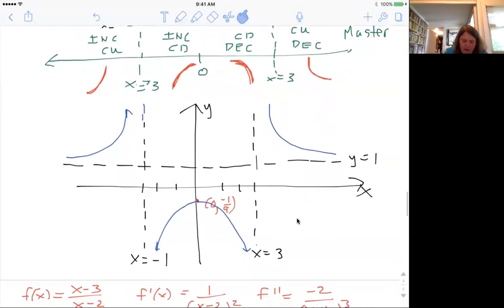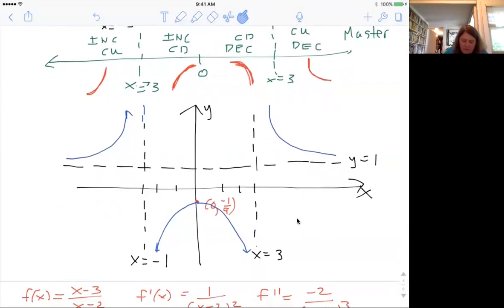Now remember, I drew the picture to begin with. Actually, I'm going to dump this for just a second. The picture that I drew to begin with, what I wanted in that was just the asymptotes. And what I'm going to do now is fit these shapes into those asymptotes.